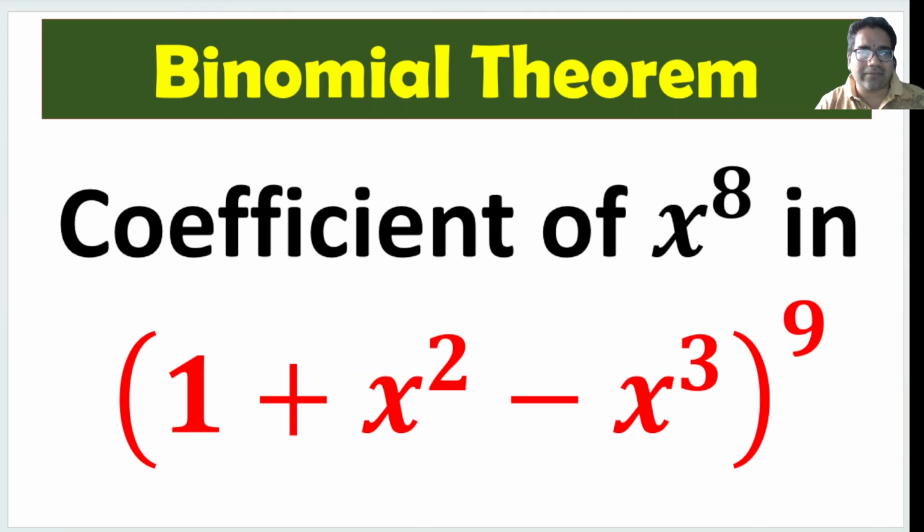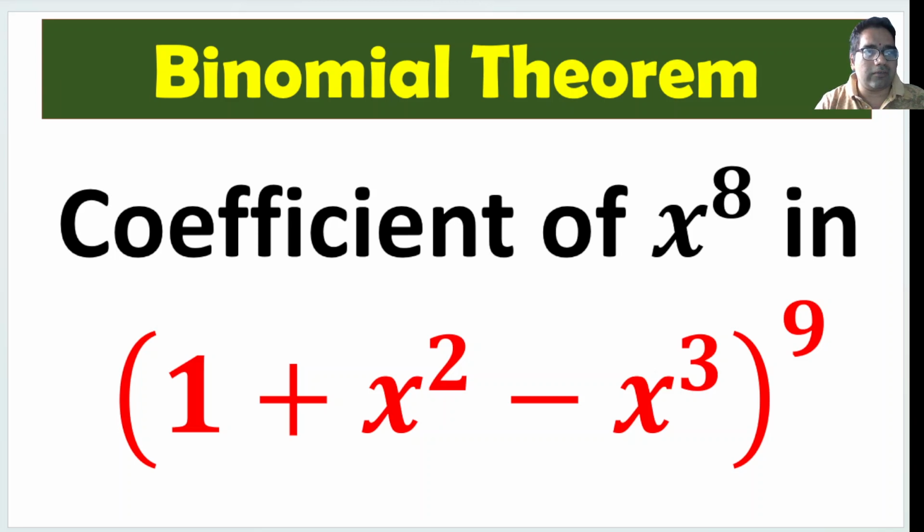Friends, here we have to find the coefficient of x power 8 in (1 plus x square minus x cube) whole power 9. We know the binomial expansion for something like (a plus b) whole power n when there are two terms. Here there are three, but nothing to worry. We'll treat them as two. For example, this one as one and x square minus x cube, these two together, as another one. A plus b whole power 9. And then let's proceed there.